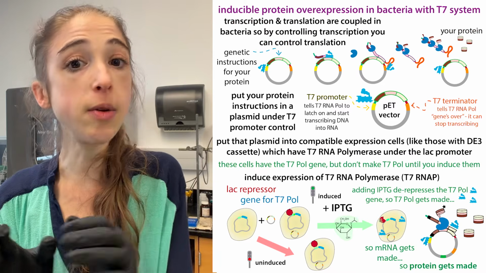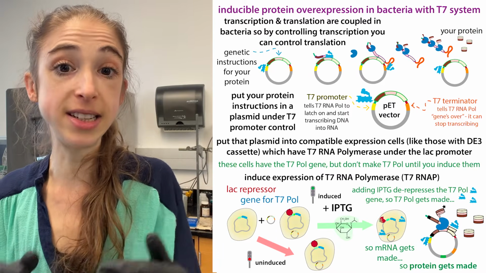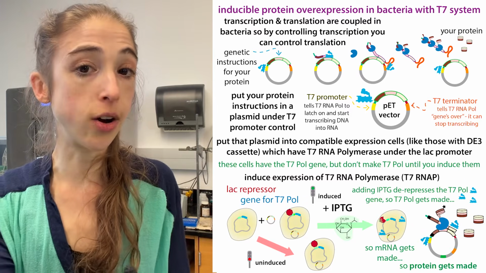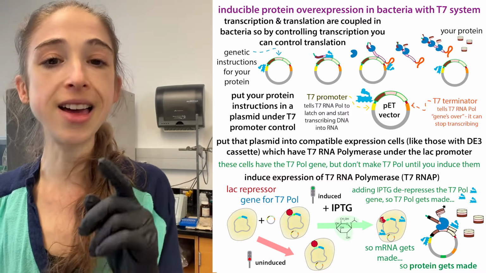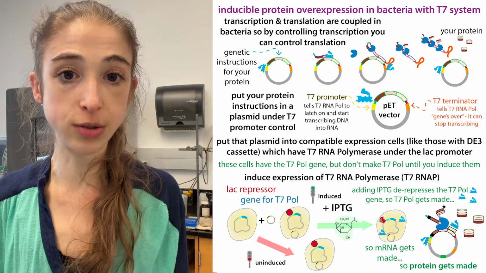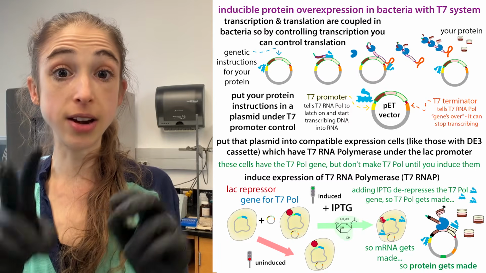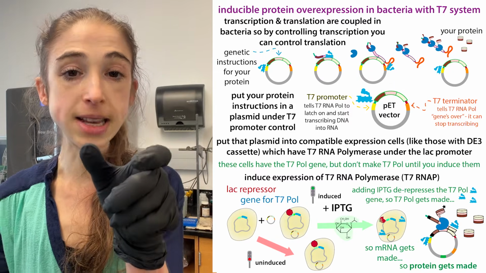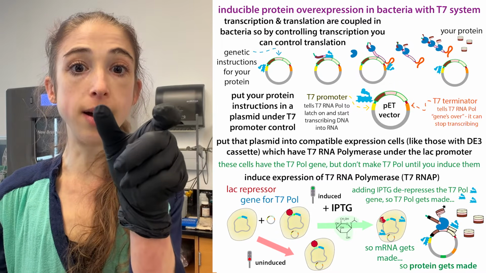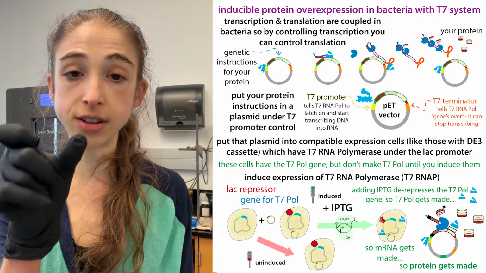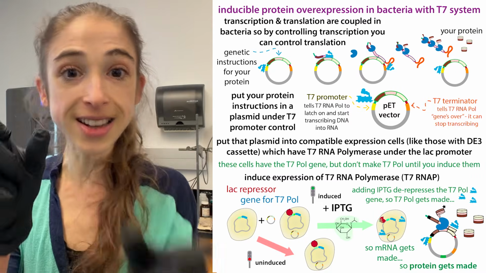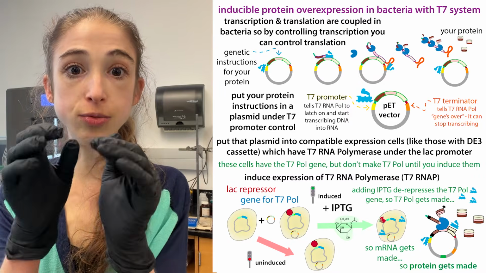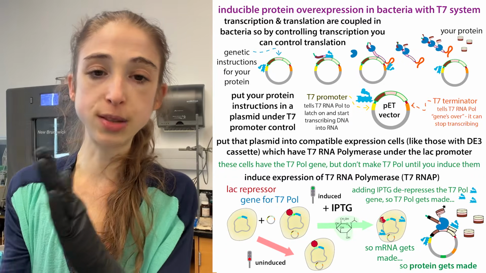Typically what we do too is we actually have the T7 polymerase, the RNA polymerase that we want to make our protein for us. We have that under the control of the lac operon as well. And this allows us to have kind of a dual layer of security where we have the T7 polymerase under the control of the lac promoter and our protein under the control of the T7 promoter, needing the T7 polymerase. And so in that way, you're able to really keep things from being expressed until you're ready.